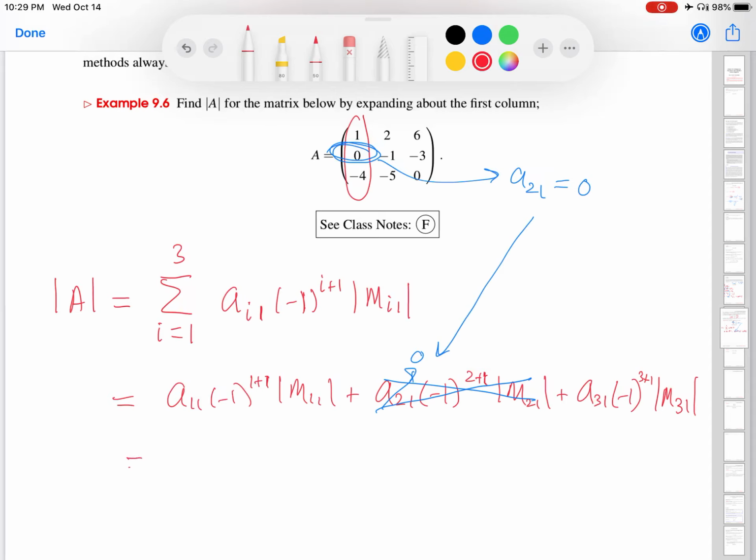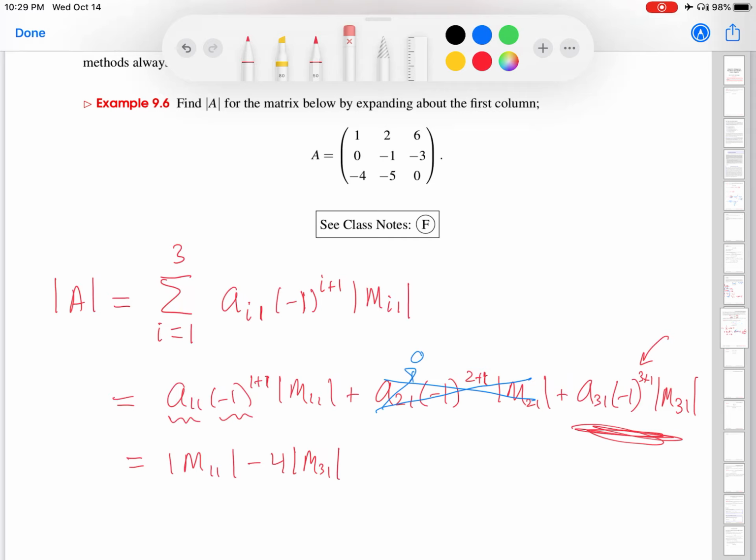So I'm going to go back here and look at the rest of the matrix. a11 is 1, (-1) squared is 1, so I'm just calculating the determinant of M11. And then I'm going to go over here and say a31, third row, first column up in the matrix, that's -4, and then (-1) to the fourth, that's +1, times M31. Great. So then I'm going to save myself some writing, clear things up, and then all I have to do is calculate two determinants, and they're going to be of 2 by 2 matrices. So let's start with M11.